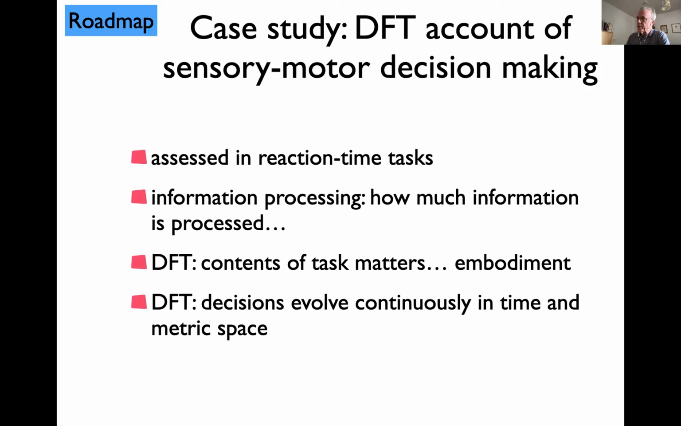So this first case study is about reaction time, explaining reaction times in terms of dynamic field theory. And the important point will be that we're not just interested in dynamic field theory about how much information is being processed, which would be the classical picture, but also what information, what the contents is, what the task matters, which has to do with the embodiment, the link to the sensory and motor surfaces. And I'll illustrate that the decisions evolve continuously in space and time.